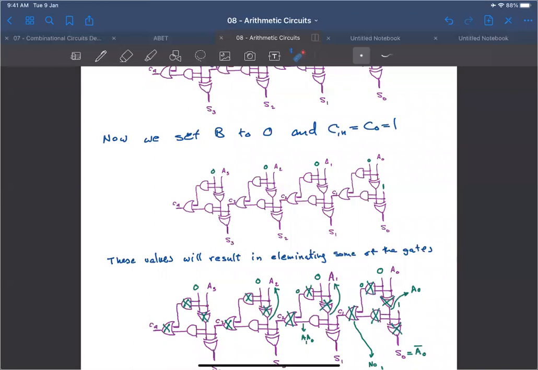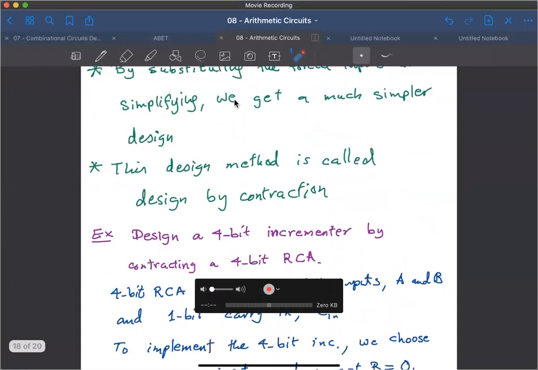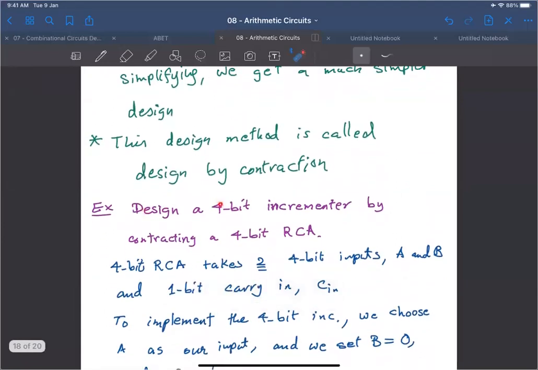Doctor, when we force B to 0 and the carry-in to 1, we limit the inputs of the ripple carry adder, right? Yes, that is the case. Remember that the objective here is to design a 4-bit incrementer. All we need is a circuit that receives A and produces A plus 1. Yeah, so this is the reason.